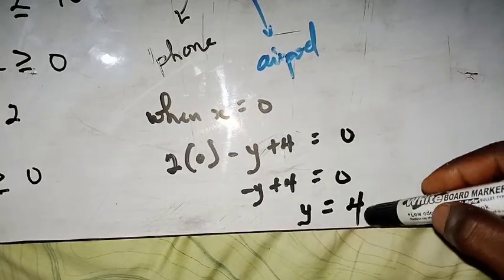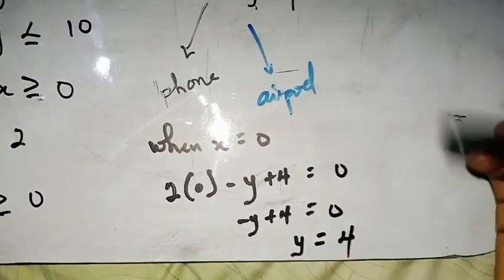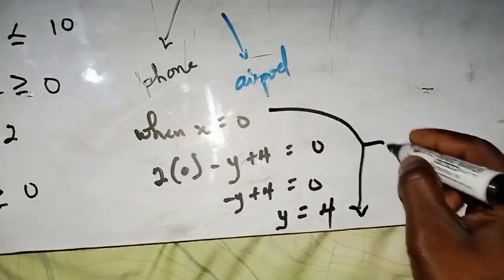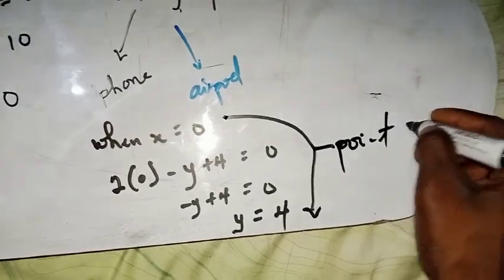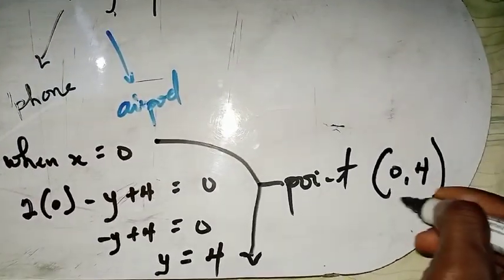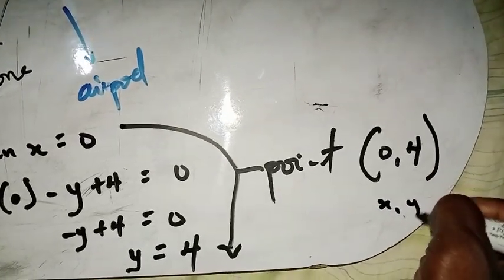Now since we have y equal to 4, remember we said that the x value was 0, so combining these two values, we are going to have our first point, that is 0, 4. Some of you have difficulties in writing this. Always the x first, right? So x comma y, right?